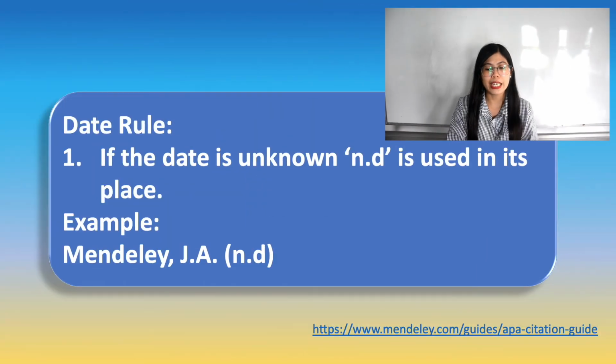How about if the date when it was published is unknown? If the date is unknown, N.D. is used in its place. For example, Mendeley, comma, J.E., and then enclose the N.D., which indicates that the date that it was published was unknown.